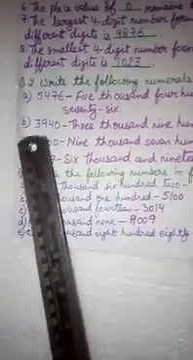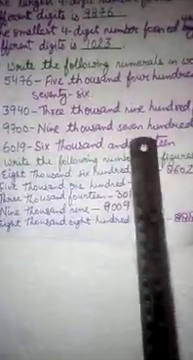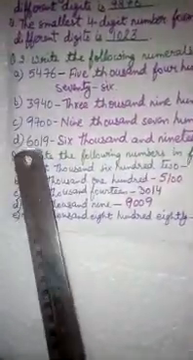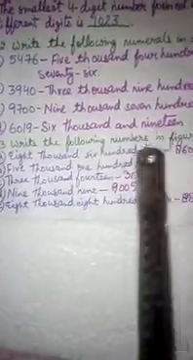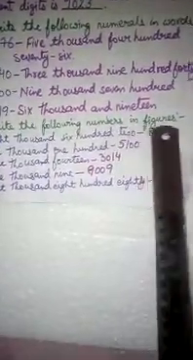3940. C is 9700. So 9700. D is 6019. So 6019. Question number 3. Write the following numbers in figures.